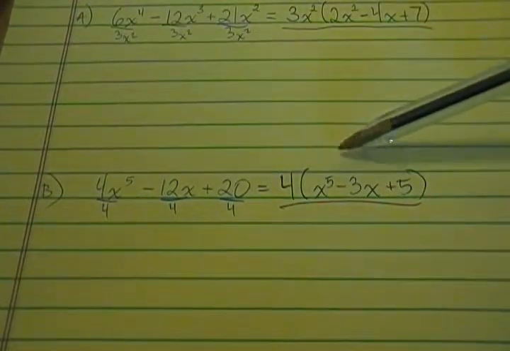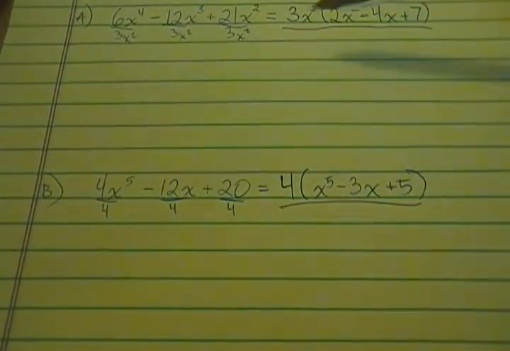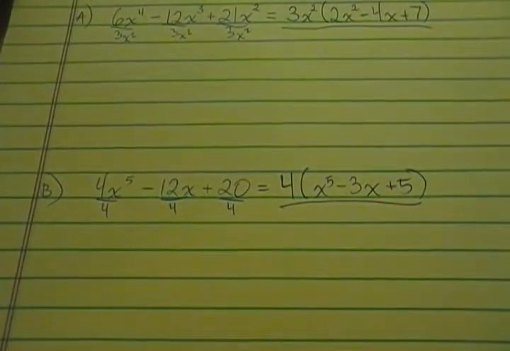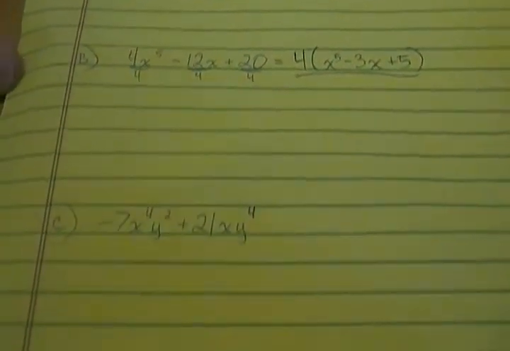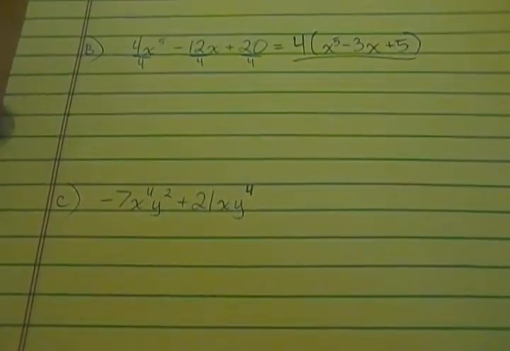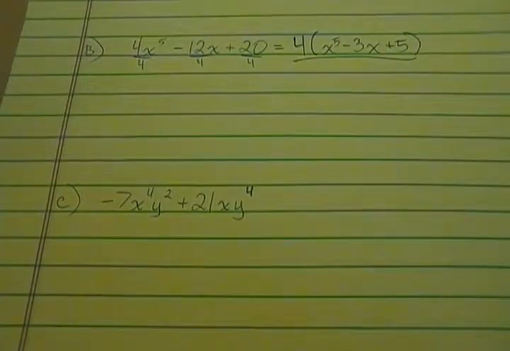And once again, if you distribute that 4 into the parentheses, you should end up with the exact same expression that we started with. And if you don't, it means you screwed up somewhere, and you can go back and try to figure out what you did wrong. All right, last example we'll look at, we got negative 7x to the 4th y squared plus 21x y to the 4th. All right, so once again, we want to try to look for a common factor here.